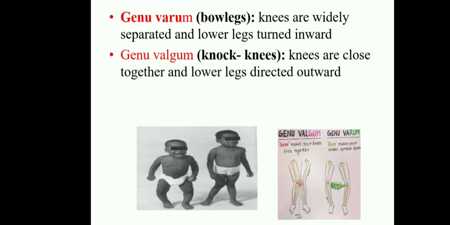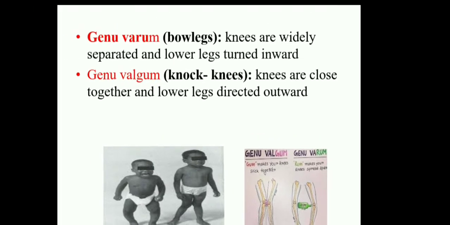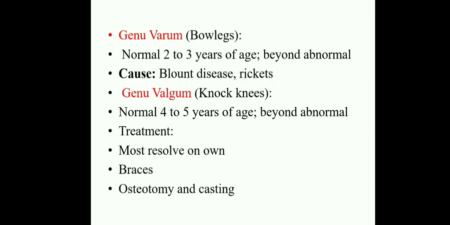These are viva questions. What is genu varum and genu valgum? Genu valgum is knocked knees. Genu varum is bow legs. You should remember by observing these images. Genu varum, bow legs, is normal up to 2 to 3 years of age. Beyond that it is abnormal, we will recognize it, rule out the cause, and then treat. The causes are Blount disease or rickets, vitamin deficiency diseases.